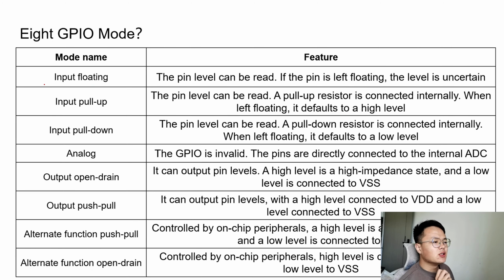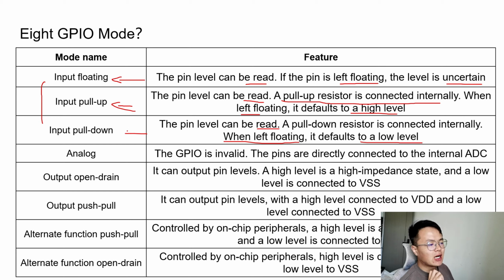Let me check it. The first 3 are all input modes, so this pin can read the pin level. And the difference is, if the pin is not driven, the level is uncertain for input floating. And when the pin is not driven, it defaults to high level for input pull-up, because there is a pull-up resistor connected internally. And when not driven, it defaults to low level for input pull-down, because there is a pull-down resistor connected internally. So in order to let you understand it more easily, let me check the reference sheet.